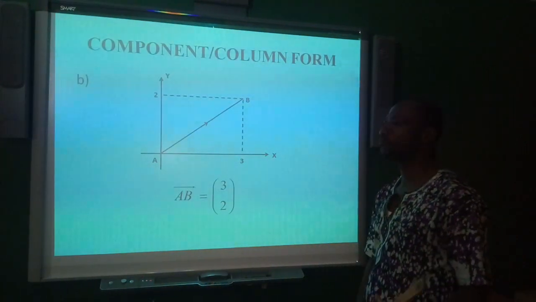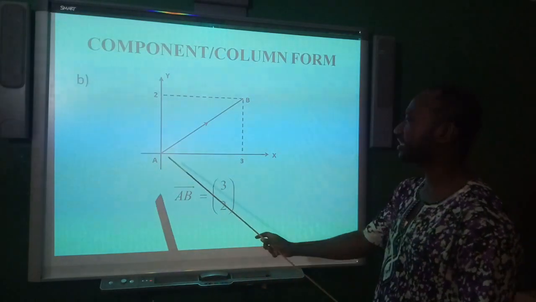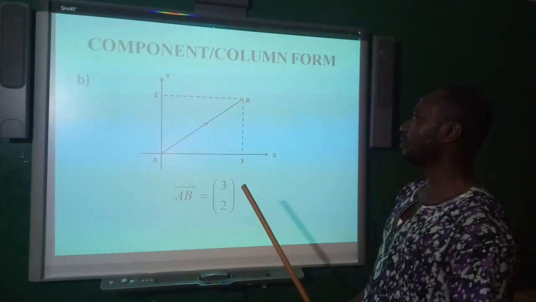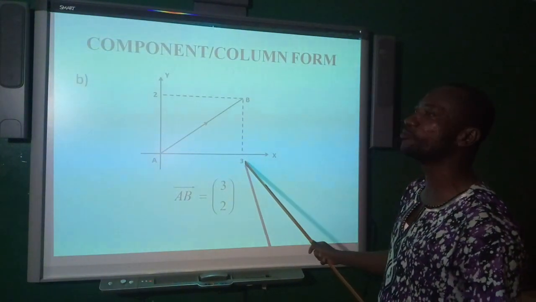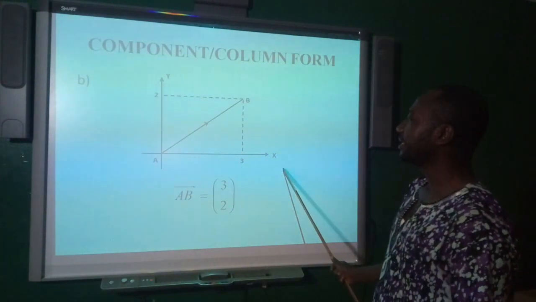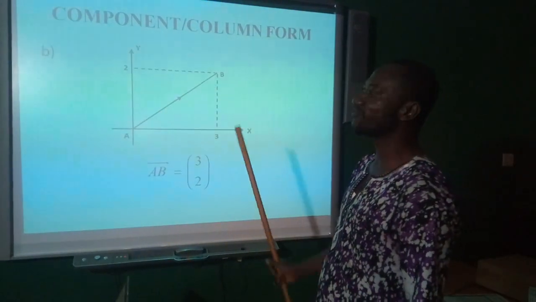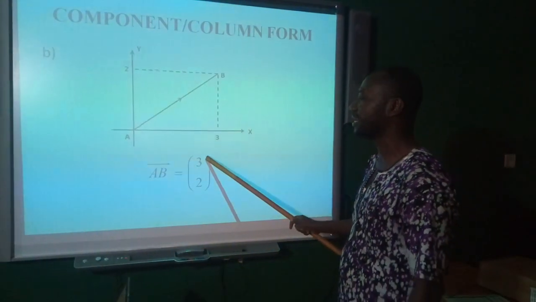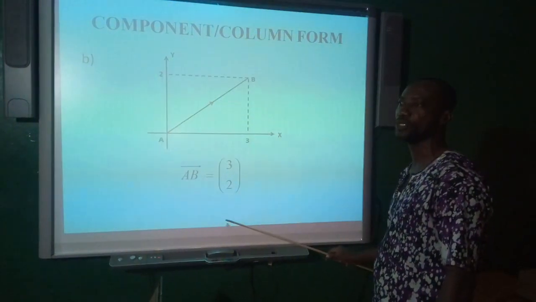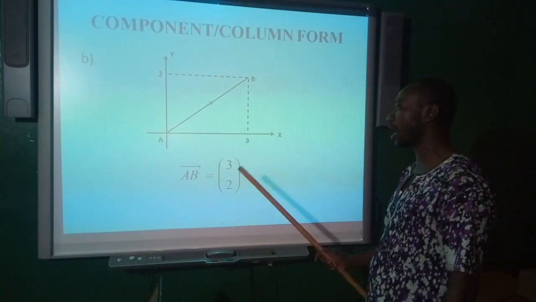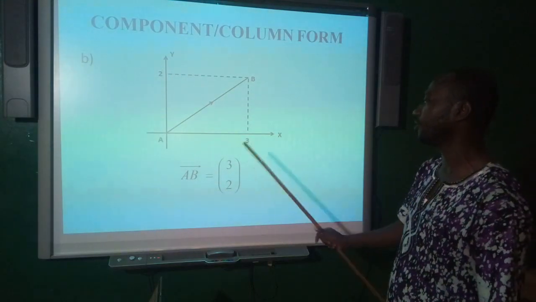That is component or column form. Over here too, we have our vector AB in the XY plane. So this vector AB has 3 as its component on the x-axis. Then the vector has 2 as its component on the y-axis. So you write this vector to indicate the x component and also the y component. So vector AB is equal to (3, 2). This is in component form, or you can also say it's column because it is in line. So either component form or column form.